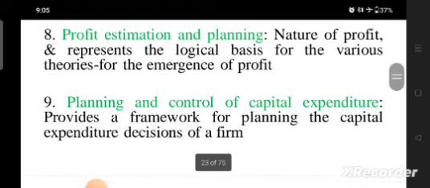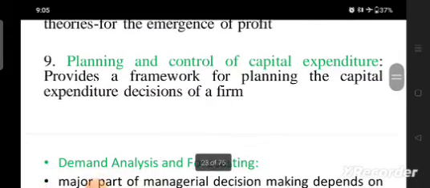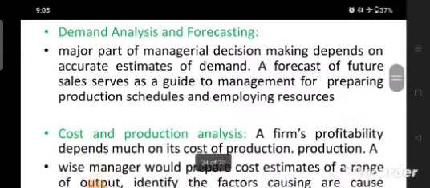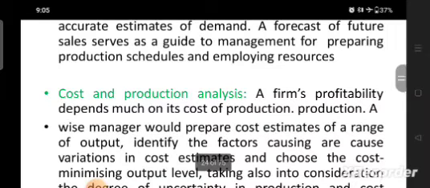And the next one is planning and control of capital expenditure. Managerial economics provides a framework for planning and capital expenditure decisions of the firm. It gives the criteria to appraise capital budgeting decisions and choose the best out of available investment alternatives. So the next one is demand analysis and forecasting. As you all know, a major part of managerial decision making depends on accurate estimates of demand. So the forecast of future sales serves as a guide for the management for preparing production schedules and employing the resources. And you all know the next one is cost and production analysis.